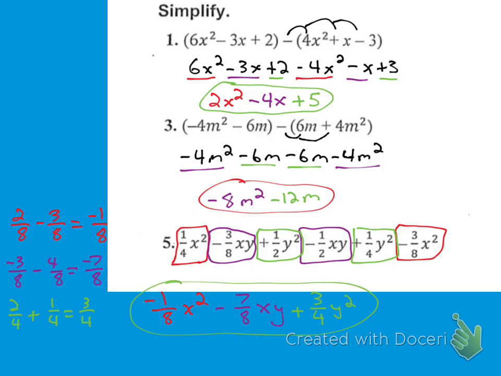All right, so remember, standard form, we go by degree and then alphabetical order. All 3 terms have a degree of 2, okay? So we'll go alphabetical order: x squared, and then xy, and then y squared.